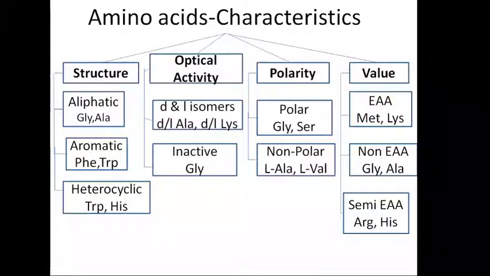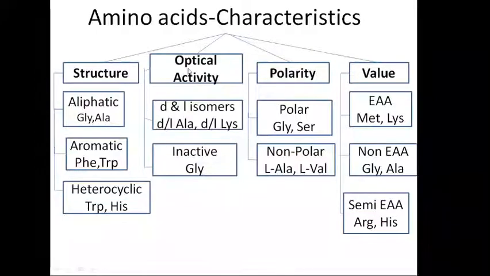Example, the glycine and the alanine. The aromatic amino acids are those which contain an aromatic ring structure, such as the phenylalanine and the tryptophan. The heterocyclic amino acids are those which, in addition to the ring, may contain the basic amino acids in them. For example, the tryptophan and the histidine.